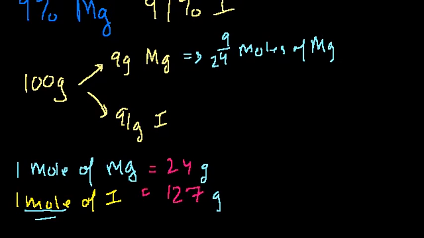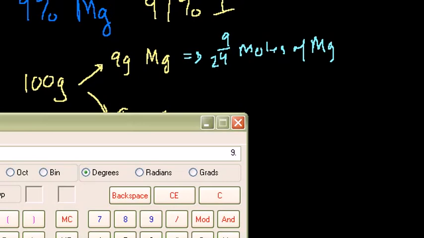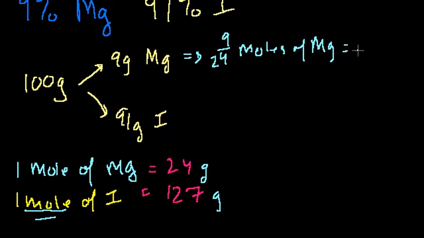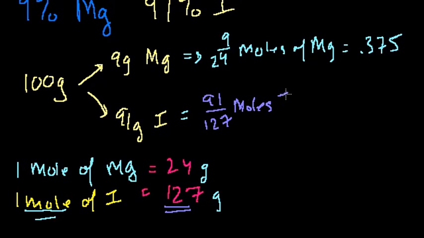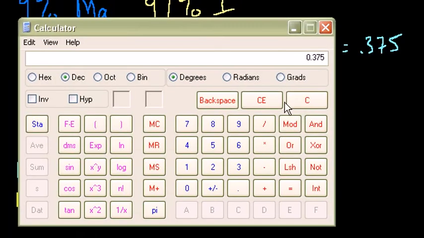And what is 9 over 24? 9 divided by 24 is equal to 0.375, which is similar to what we had in the last problem when that 0.375 showed up. And 91 grams of iodine is what? Well, in a whole mole of iodine, you're going to have 127 grams. So we have 91 over 127 moles of iodine. And what's 91 over 127? I have a feeling we're going to have very similar numbers. 91 divided by 127 is equal to 0.716.